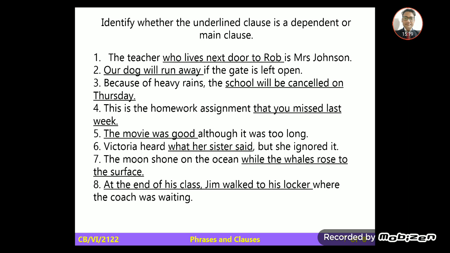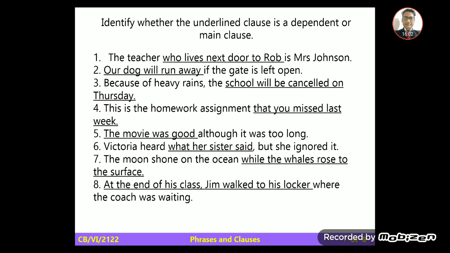Now let's see another one. Our dog will run away if the gate is left open. So, our dog will run away, is that dependent or independent? Think. So it is independent. It does not need any kind of help from if the gate is left open. Even if we do not use the rest of the sentence, it still makes a complete, meaningful sentence. So the second one is independent.